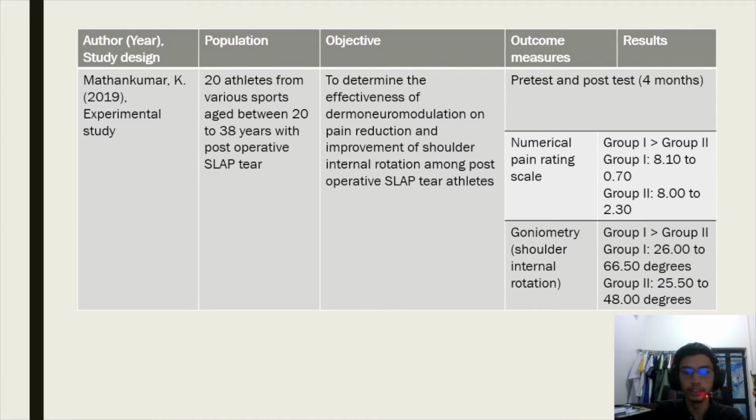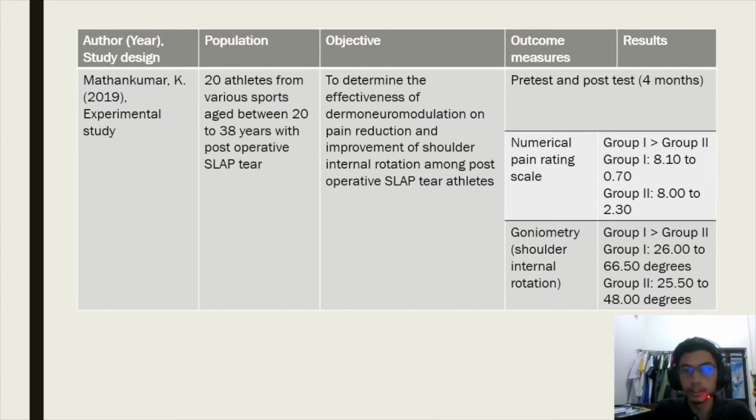We proceed to the next physiotherapy management. So this is an experimental study by K. Matan Kumar in 2019. The population is 20 athletes from various sports aged between 20 to 38 years with post-operative SLAP tear. The objective of the study is to determine the effectiveness of dermoneuromodulation on pain reduction and improvement of shoulder internal rotation among post-operative SLAP tear athletes.